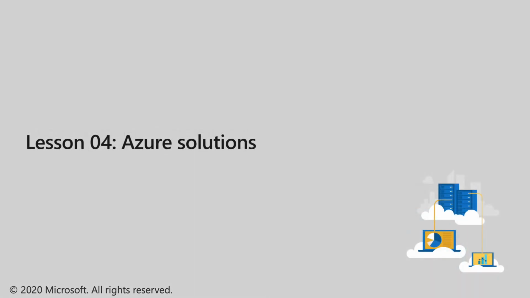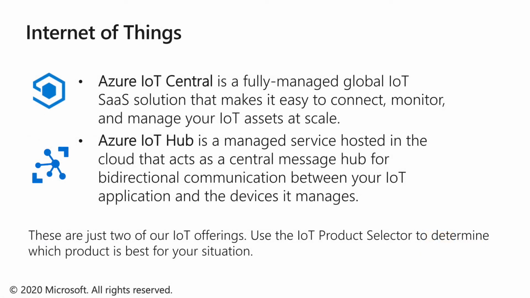So those are some of the services. Now let's talk about the solutions on Azure. So we've just got 2 examples of the Internet of Things offerings here on Azure. So we've got IoT Central, and this is a fully managed global IoT software as a service solution that makes it easy to connect, monitor, and manage your IoT assets at scale. So if you've got multiple different devices that are communicating with each other, you can manage those through IoT Central.